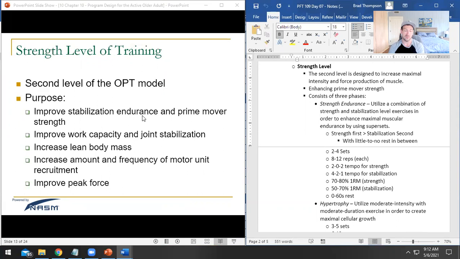It's like, hey, I can produce 135 pounds of force in my shoulders. I want to get that up to 150, right? Okay, great. You want to improve your force production. You're trying to improve your strength, right? That's what strength is. So we're really putting a special emphasis here on developing our prime mover strength. And that's great because this is going to further enhance our work capacity. We are still going to see joint stabilization here, and it can increase our lean body mass, which is always really good, right?